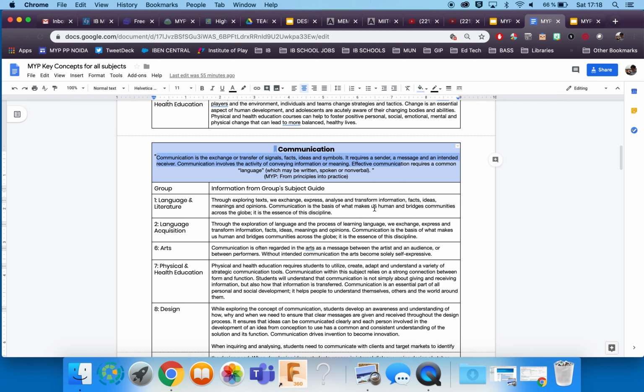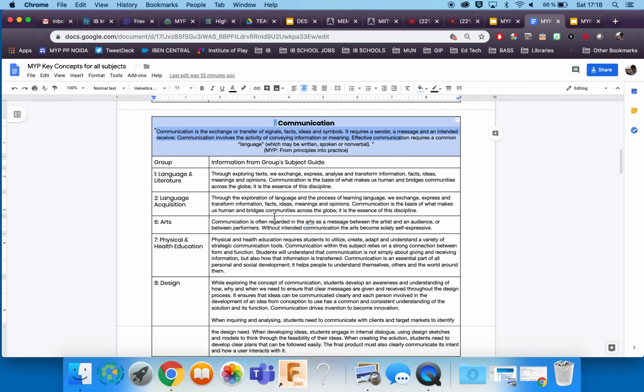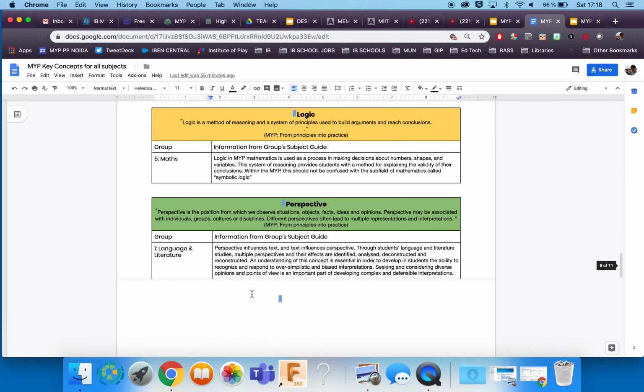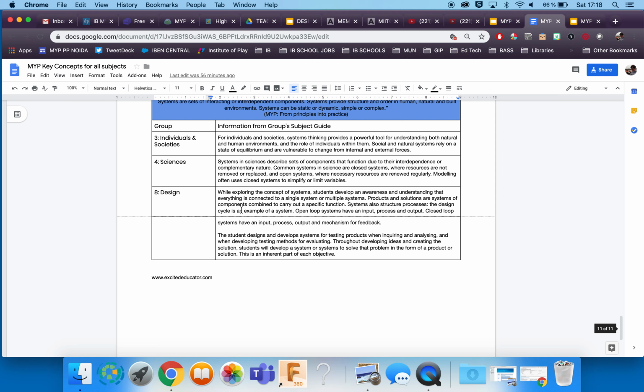Now what you'll notice with some is it's quite short and easy to do. With design, they kind of give a kind of conceptual way that we would look at, say, communication in design, but then they also give practical versions. So if I go down to systems, you can see it's really long what they have. And it actually gives examples. So open loop systems have an input, processes and output.